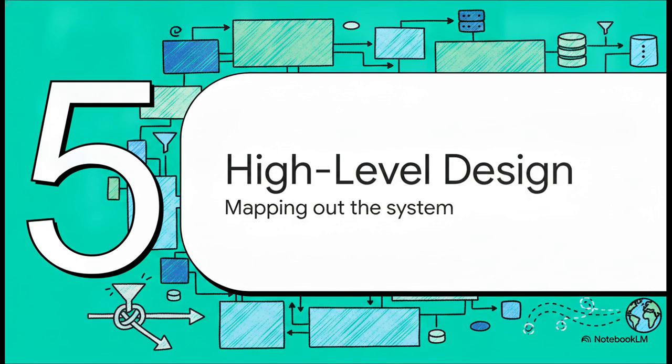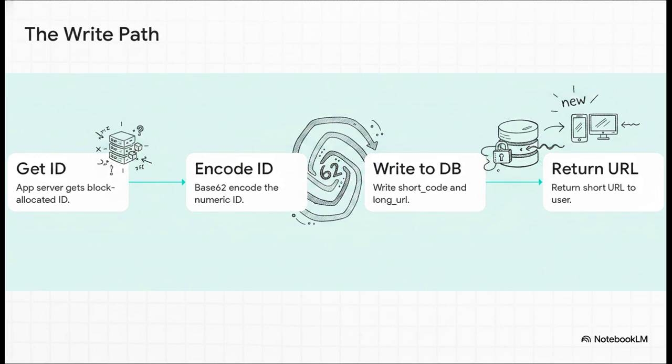Finally, Section 5, the high-level design. Let's map out the whole system. Let's start by looking at the write path. It flows so elegantly. A user submits a long URL. Our application server grabs a numeric ID from its local block-allocated memory. It then mathematically encodes that number into a 7-character base 62 string. After that, it simply writes that brand new short code and the original long URL mapping straight to our database. And finally, it returns the shiny new short URL back to the user. Boom! No retry loops, no bottlenecking, just a clean write.